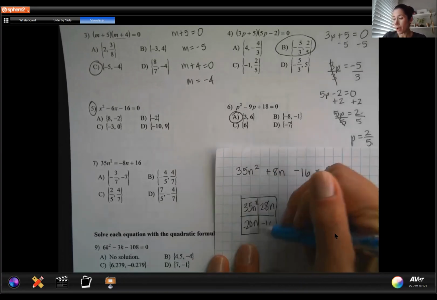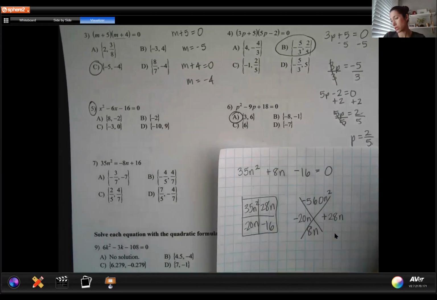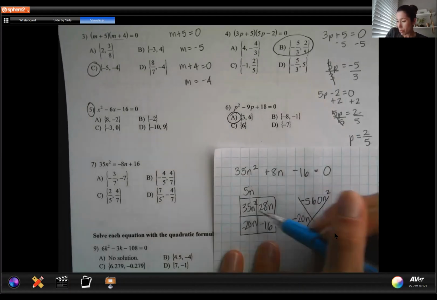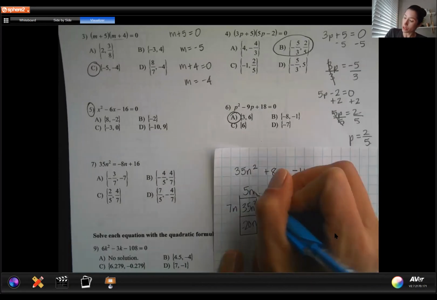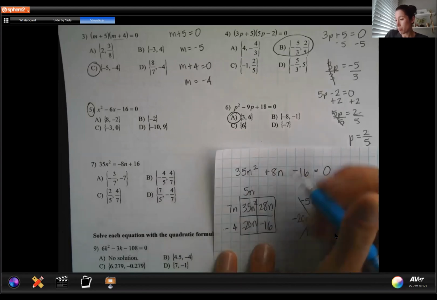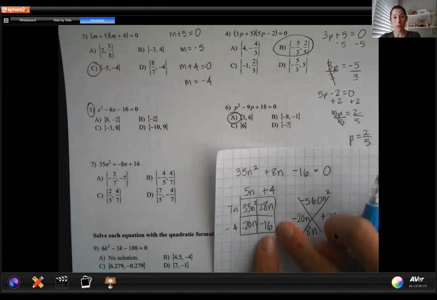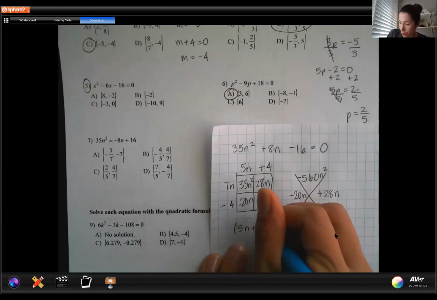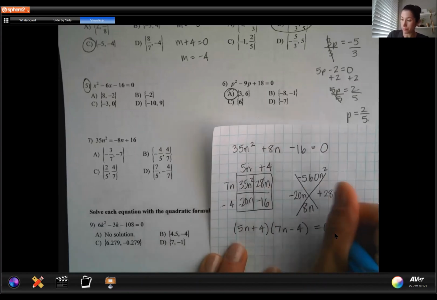And then we'll put our common factor between these two at the top of the diamond. So it looks like 5 will go into both of those, so I put 5n here. And then what goes into both of these would be a 7, so I can put a 7n here. So 5 multiplied with a negative 4 gives me negative 20, and 7 multiplied with a positive 4 gives me 28. And then these two multiply to get that last box here. Okay, so then we get 5n plus 4 is one factor, and 7n minus 4 is our other factor.